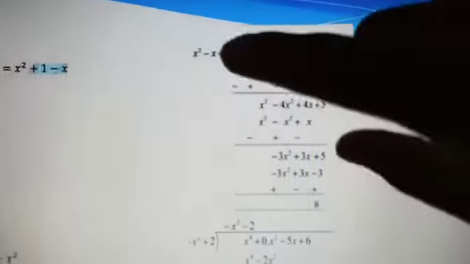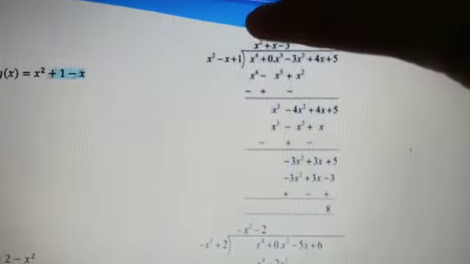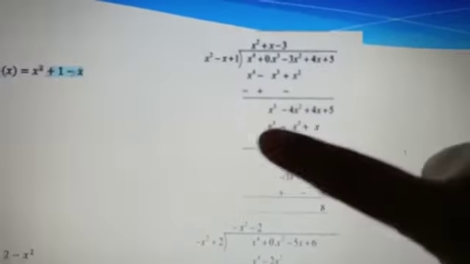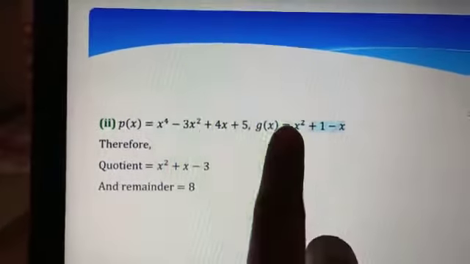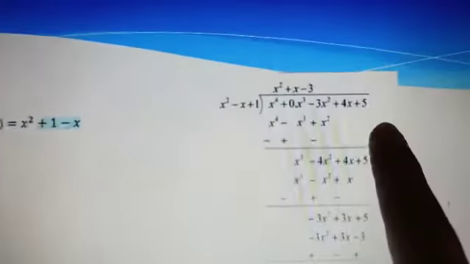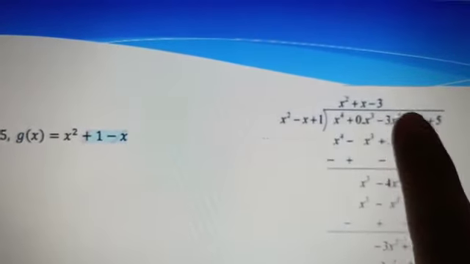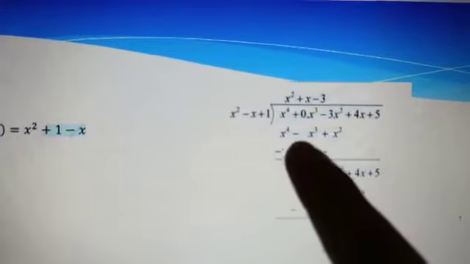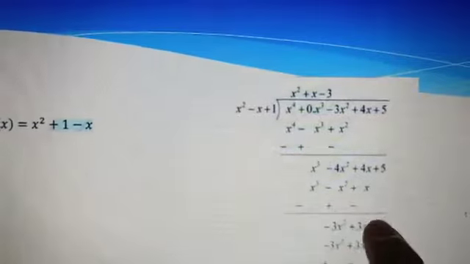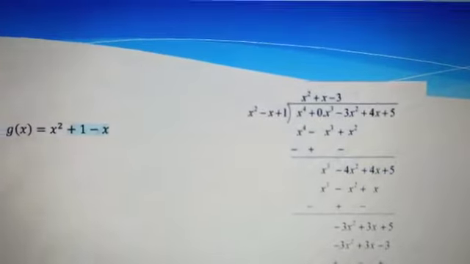Please understand what we do again over here: x square into what will give me x to the power 4? So x square into x square will give me x to the power 4. So I write x to the power 4. Then minus x into x square will give me minus x cube. Now students, one very interesting thing to note in this question, there is no x cube in the question. So we have to introduce one 0x cube here. So we will write 0x cube, with powers 4, 3, 2, 1, 0. So you get minus x cube plus 1 into x square is x square. Change the signs, cancel. We get the remainder downward as x cube minus 4x square plus 4x plus 5.